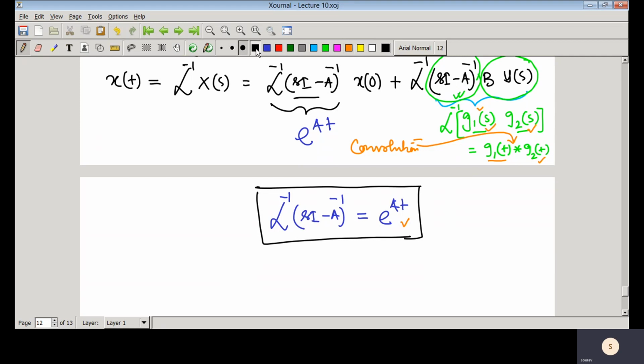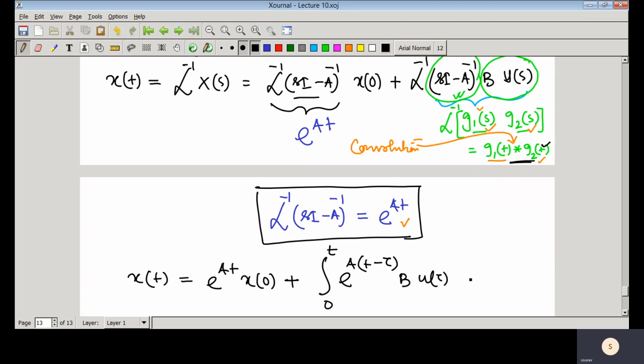Now if you take the Laplace inverse of this particular function, what will you get? You get x(t) equal to e to the power At x(0) plus the convolution of these two. That means integral from 0 to t, the first function is e to the power A(t minus tau) and the second function is B u(tau) d tau. So this is that solution. This is very important.